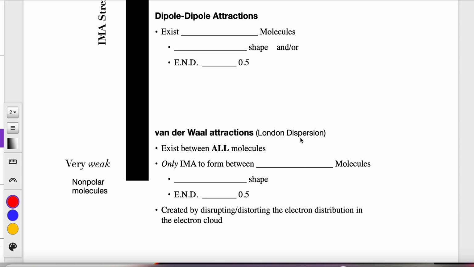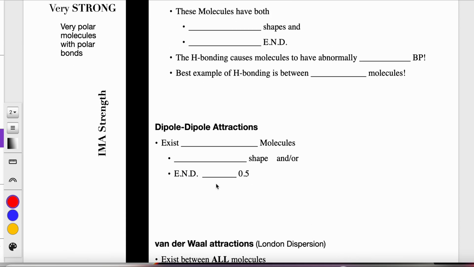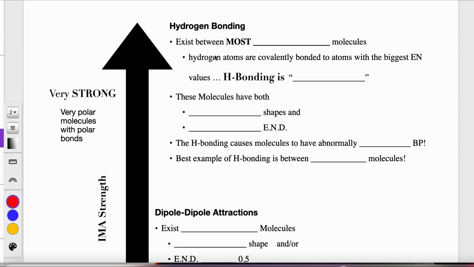London dispersion. So notice I have the IMA names listed top to bottom, and so hydrogen bonding tops the list, and it is the strongest type of intermolecular attraction between molecules. So hydrogen bonding exists between the most polar molecules. And there are some criteria. The hydrogen atoms are covalently bonded to the atoms with the biggest electronegativity values.